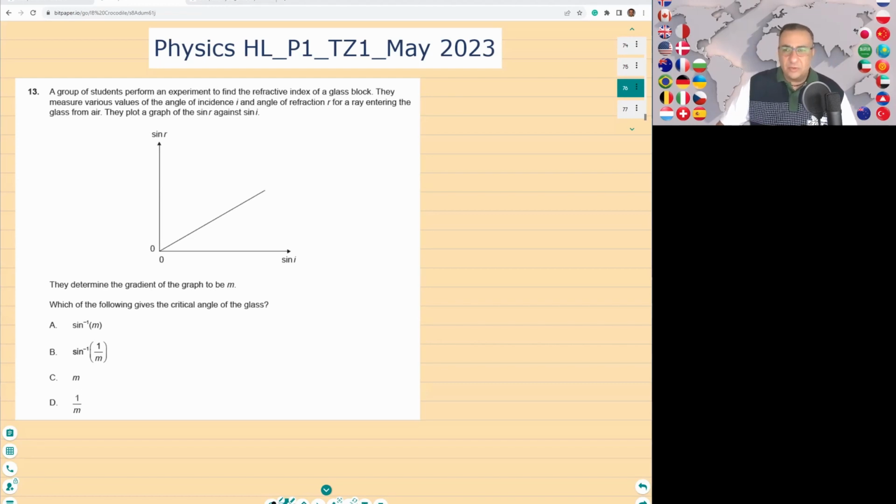Today, let's go through this past paper question, paper 1, physics high level, time zone 1, May 2023, number 13. The same question appeared in the SL, the standard level paper, also paper 1, May 2023, but it was number 16 in paper 1 SL. So let's have a look.